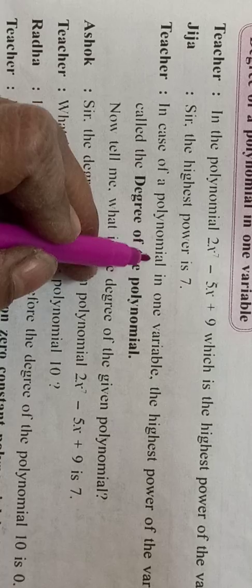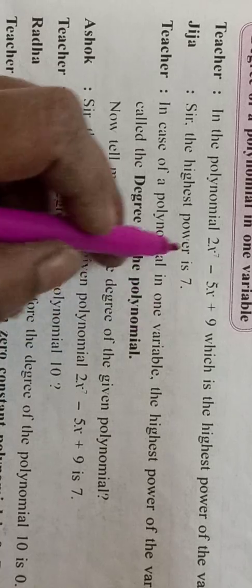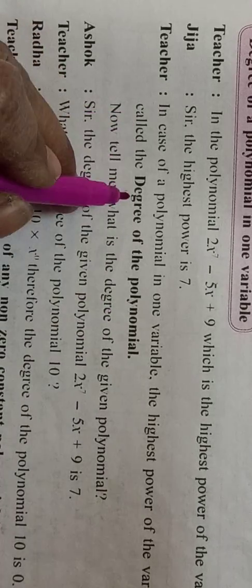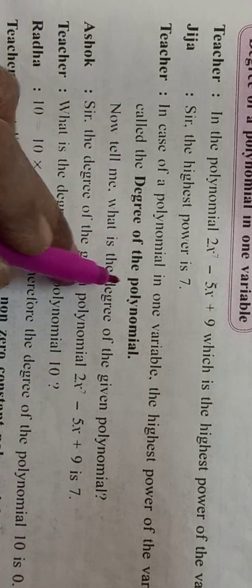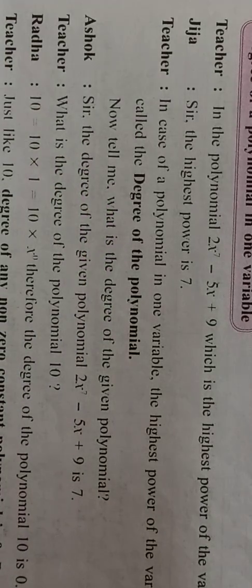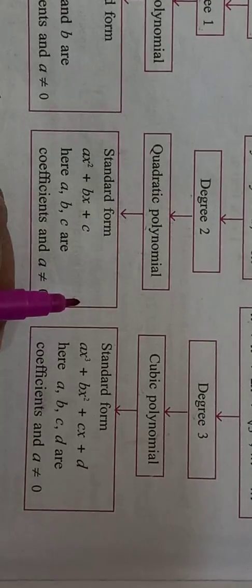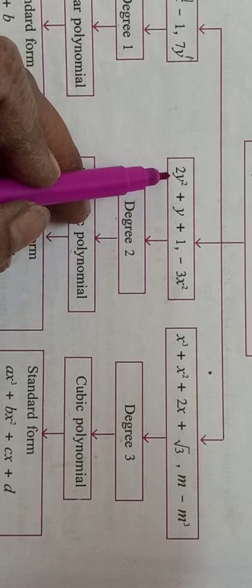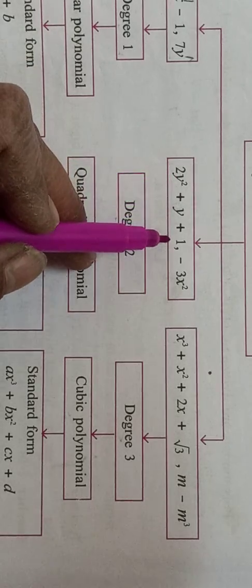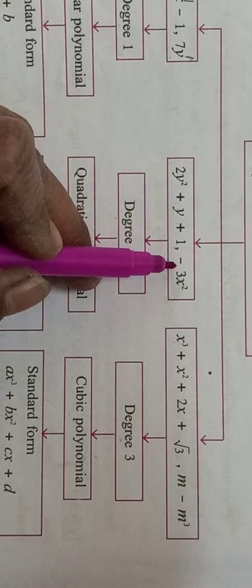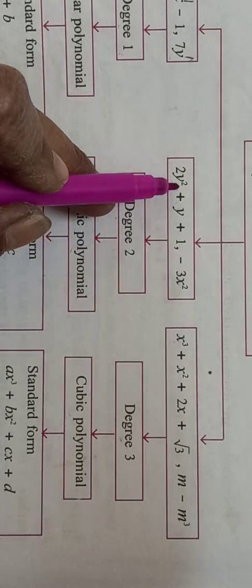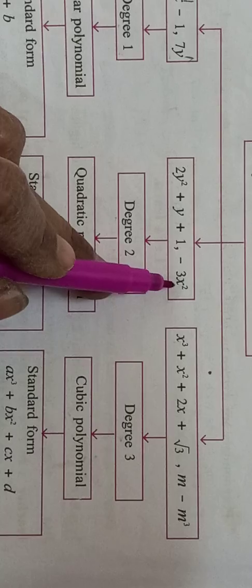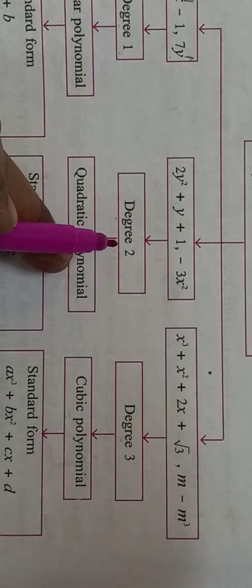So in case of a polynomial in one variable, the variable is one only, that is x. The highest power of the variable is called the degree of the polynomial. So in 9th standard only we have studied, see the example given here. 2y square plus y plus 1, comma minus 3x square. Here the highest power is 2. So the degree is 2. Here only one term is there, highest power is 2, degree is 2.